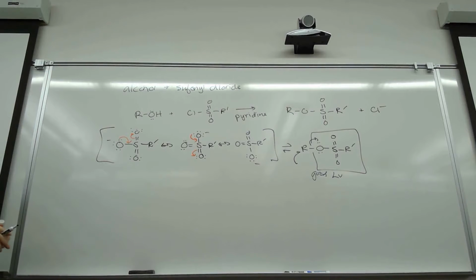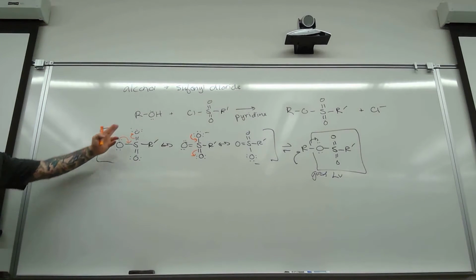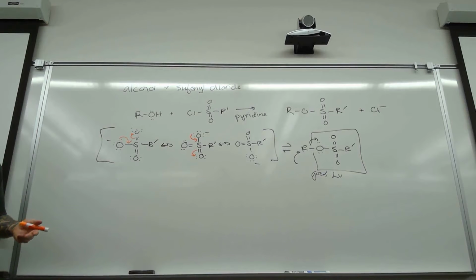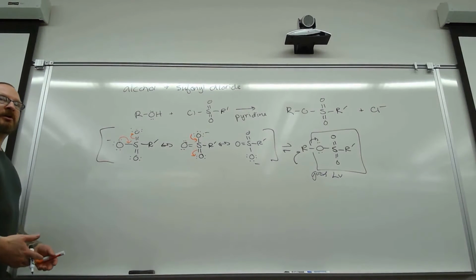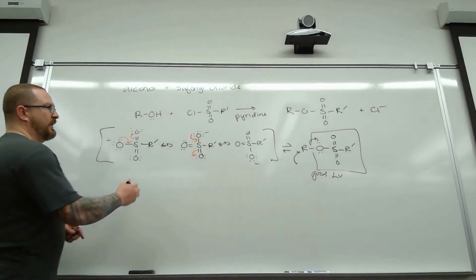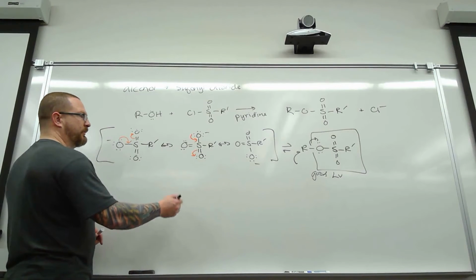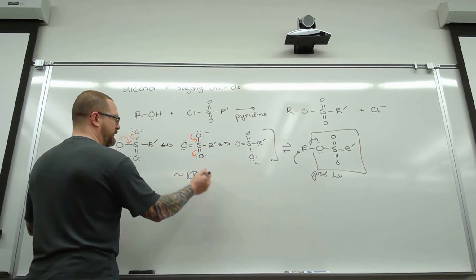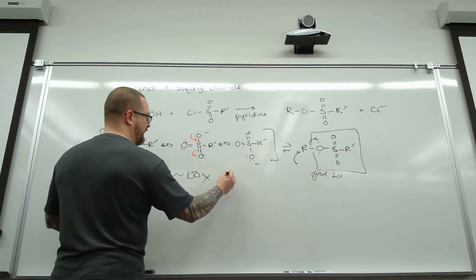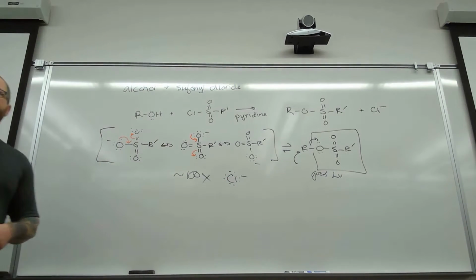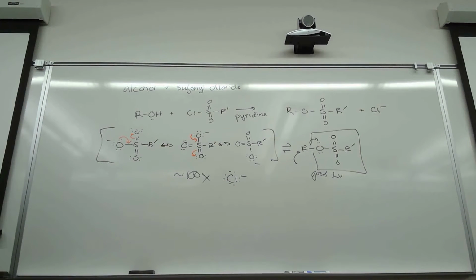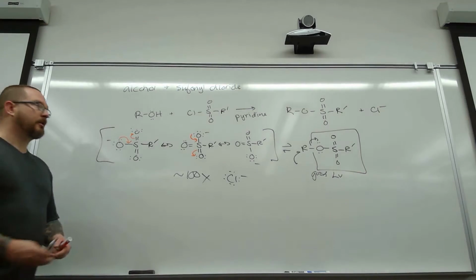So we have 3 equivalent structures, so we're basically able to distribute this negative charge over 3 positions. So each of the oxygens are only accountable for holding 1/3 of a negative charge. And because of this, as a leaving group, these sulfonyl tosylate are about 100 times better leaving group than chloride would be. So they're excellent leaving groups because of that resonance stabilization of the charge.